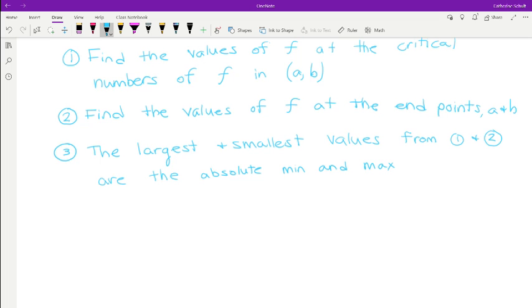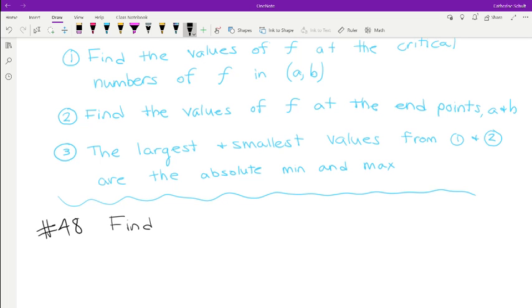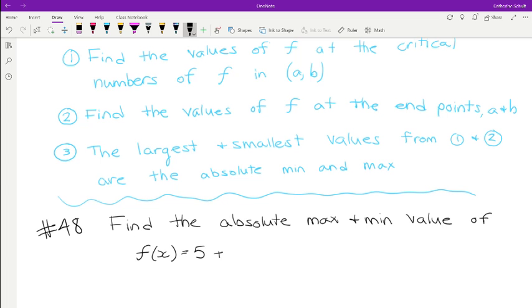So let's try an example. And we're going to number 48. And the instructions is we want to find the absolute maximum and minimum value of the function f of x equals 5 plus 54x minus 2x cubed on the interval 0 to 4.